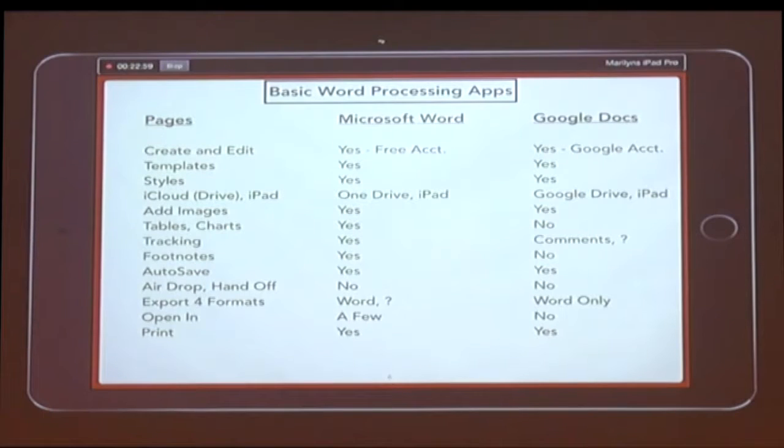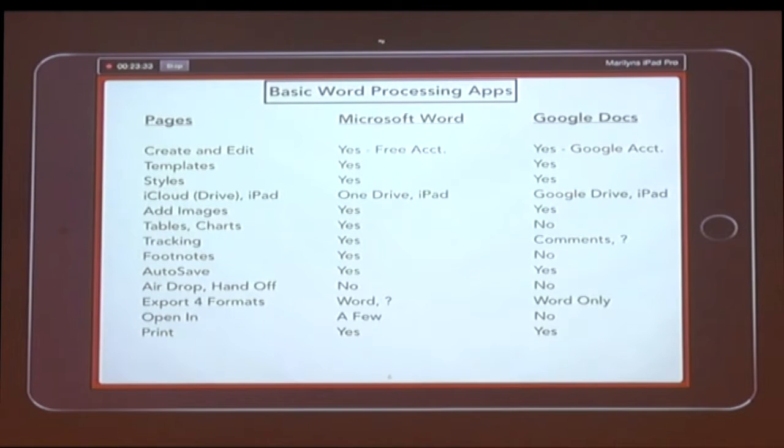Pages exports to 4 different formats. Pages, of course, a Microsoft Word, PDF, or EPUB. So all of those 4 options are available if you want to export a file to another app. In Word, you can export it to Word, and there's one other one that I don't recognize. I don't know what it is. It's some kind of cloud thing.